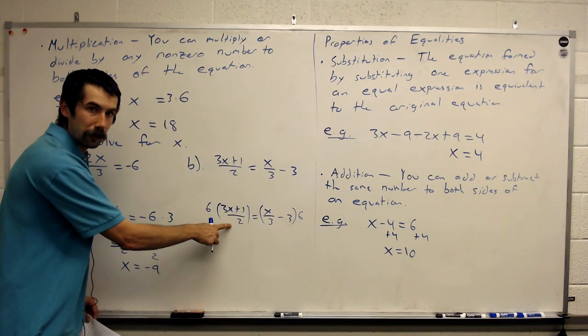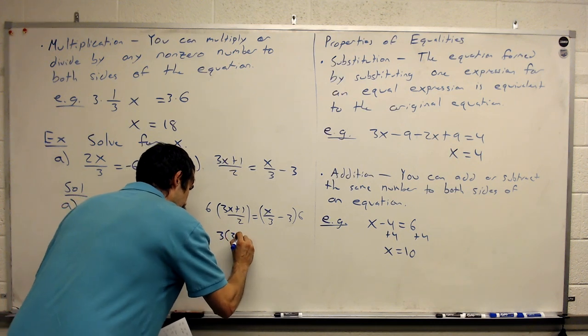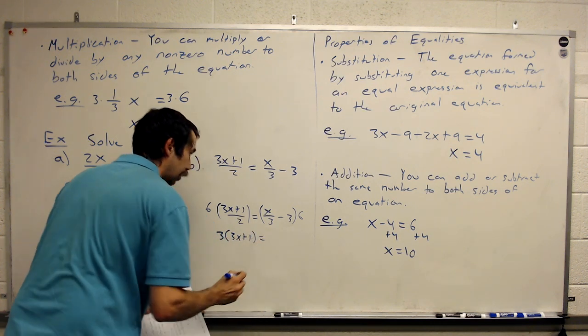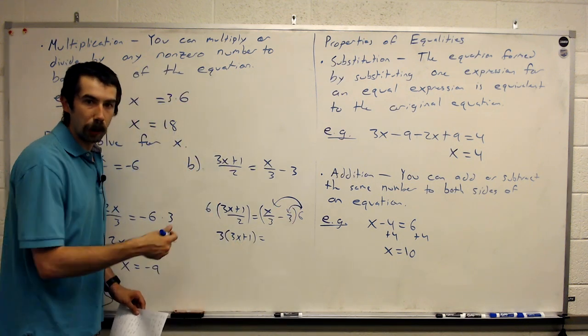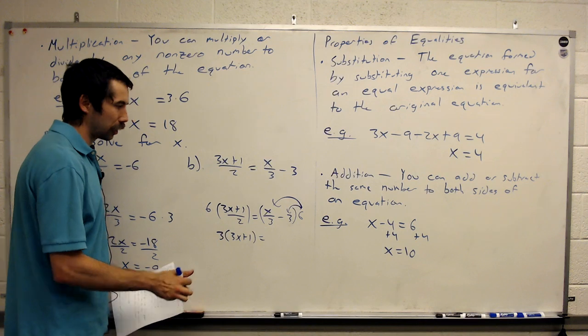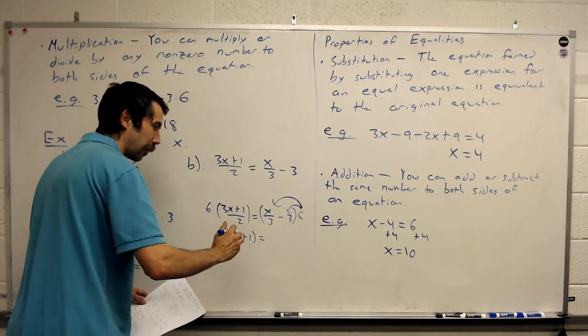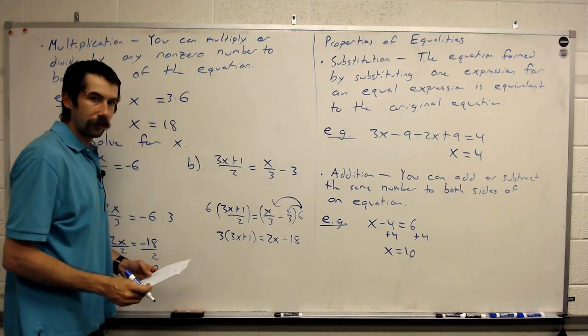All right, 6 over 2 is 3. So we have 3 times (3x plus 1) equals. And now this 6 gets multiplied to both terms inside the parentheses. Remember the distributive property of multiplication. 6 over 3 is 2. So we have 2x minus 18.